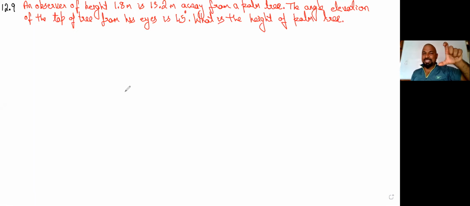But when the height of the person is given, we have to draw the eye and say the angle of elevation is from the eye of the observer. That's the difference between the earlier sums and this sum. Now let me go for that.